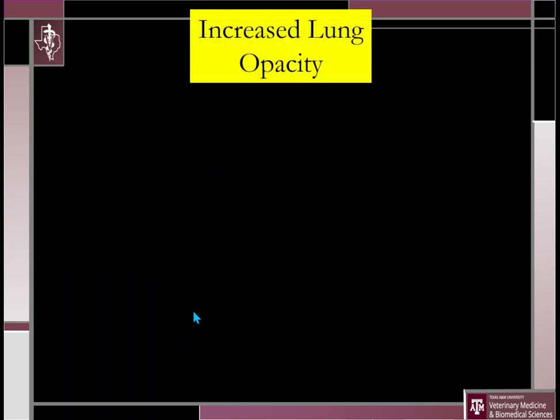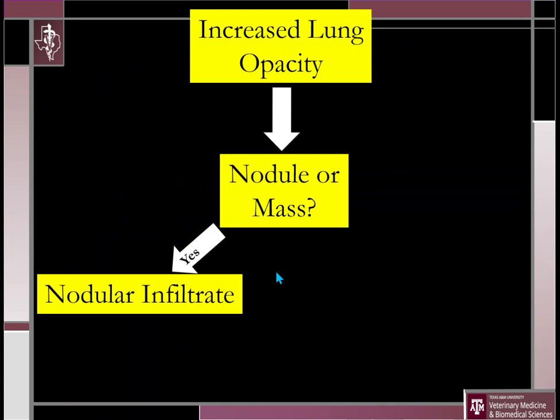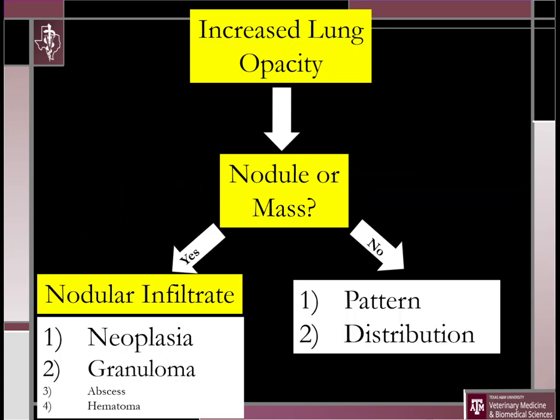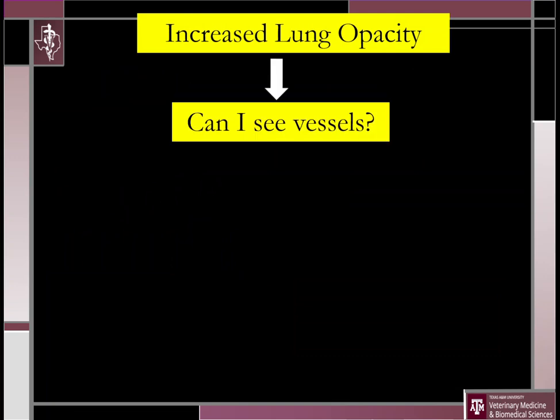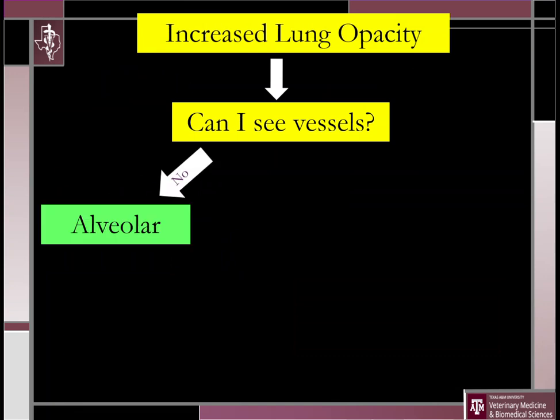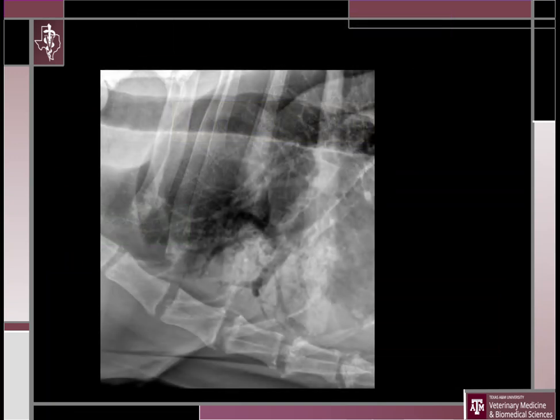So we went through our algorithm when we noticed that there were nodules. We gave our differentials. So what do we do if there are not nodules? Then we're going to have to look further for what pattern in the distribution to narrow our differentials down. So the next question you can ask yourself is, can I see vessels? And if the answer is no, then you have an alveolar pattern. So let's look at an alveolar pattern.